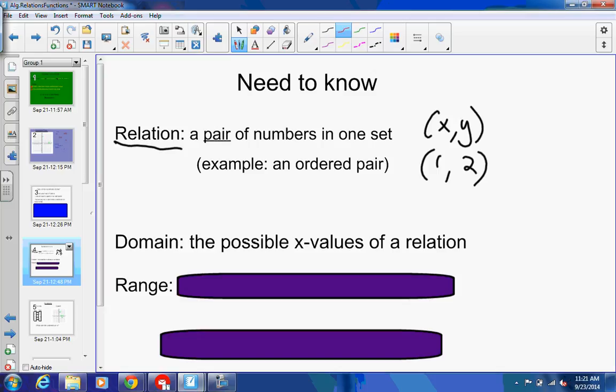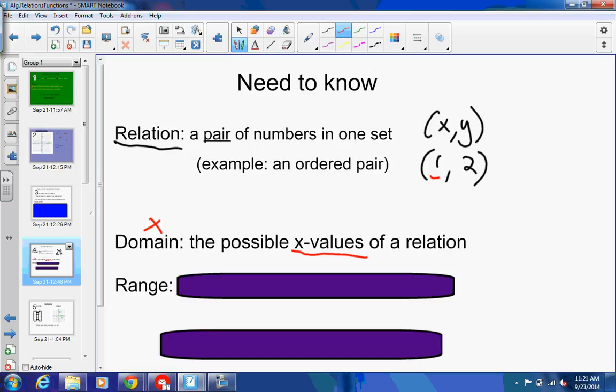So you're going to see relations as graphs a lot of times. And so all the x values of the relation. Just looking at those x values. So when you think of domain, think of x values. Not just one x value, just all the x values for whatever the relation is. So in this case, it would be the 1. Since there's only one, it'd be 1.